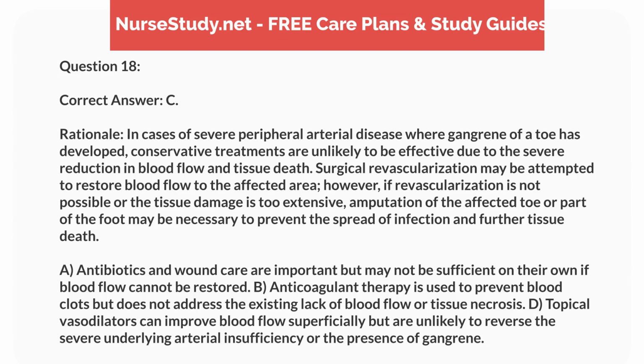Rationale: In cases of severe peripheral arterial disease where gangrene of a toe has developed, conservative treatments are unlikely to be effective due to the severe reduction in blood flow and tissue death. Surgical revascularization may be attempted to restore blood flow to the affected area. However, if revascularization is not possible or the tissue damage is too extensive, amputation of the affected toe or part of the foot may be necessary to prevent the spread of infection and further tissue death.